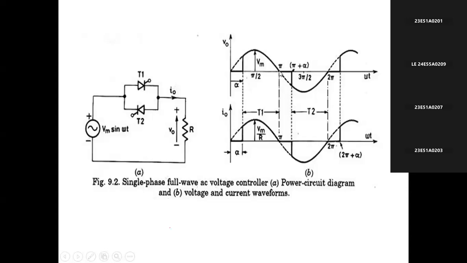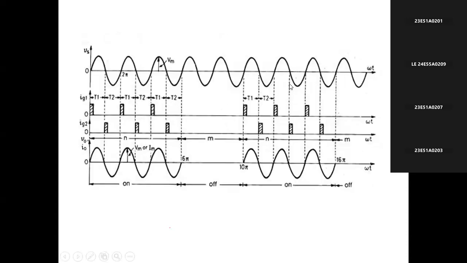So at pi, T1 is off, reverse biased, because polarity is changed. At pi, T2 is forward biased, T1 is reverse biased, but I am not giving firing pulse to T2 at pi. We are giving firing pulse to T2 at pi plus alpha. So from pi plus alpha onwards, we will get the output voltage. Take one straight line here.